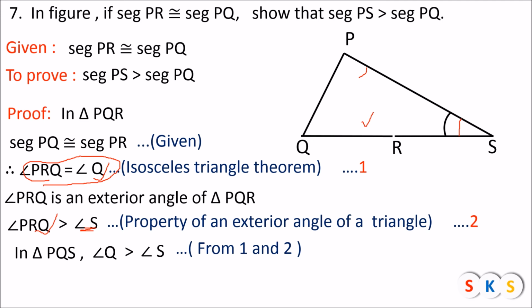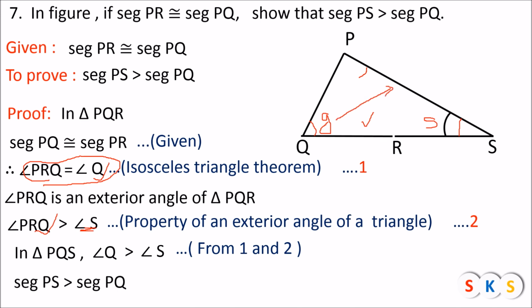And we know that if two angles of any triangle are unequal, then the side opposite to the greater angle is greater, and the side opposite to the smaller angle is smaller. So here Q is greater. You can see here angle Q is the greatest angle, and here angle S is the smallest angle, and the side opposite to the greater angle is PS. So PS will be greater, and the side opposite to the smaller angle S is PQ. So PQ will be smaller.